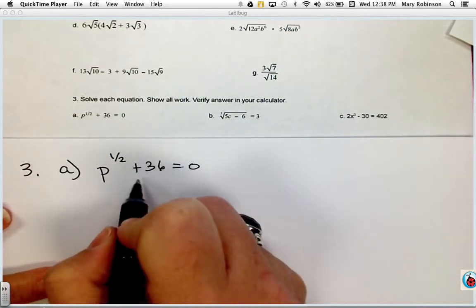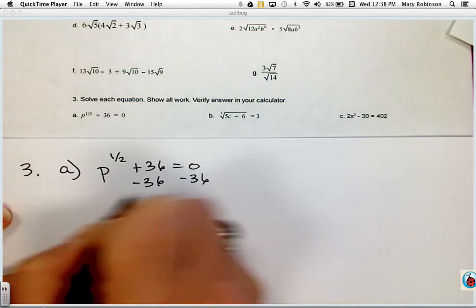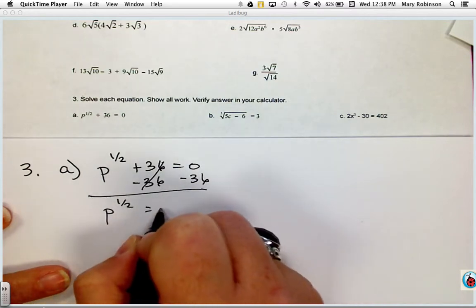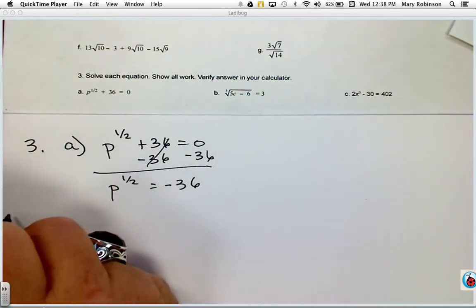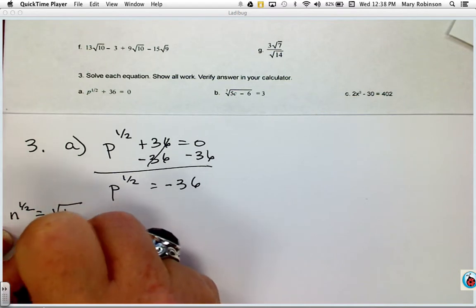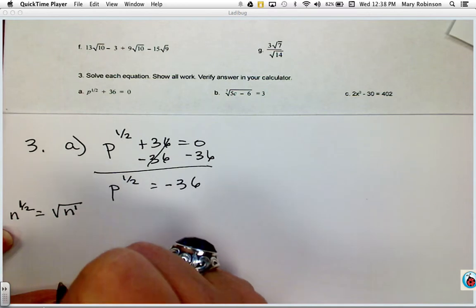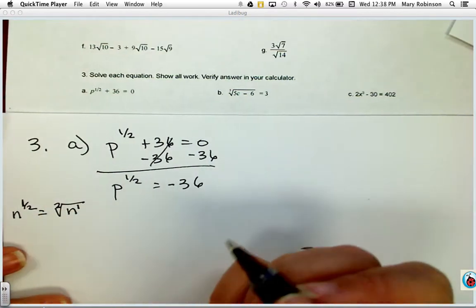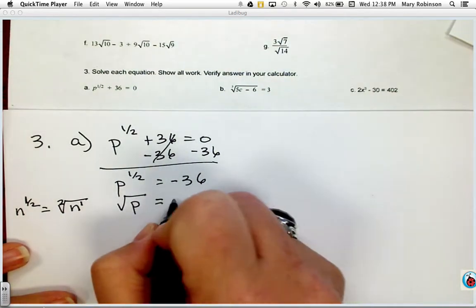Our job when solving any equation is to isolate the variable term. So I'm first going to subtract 36 from both sides. When I do that, I get p to the 1/2 is equal to negative 36. Well, we need to remember that any number to the 1/2 power is the same as the square root of that number, with the numerator being the exponent of our base and 2 representing the index of our radical. So in other words, p to the 1/2 is the same as the square root of p.